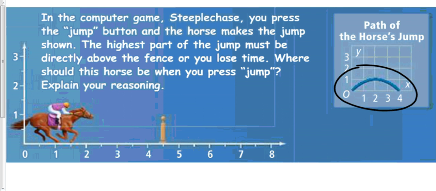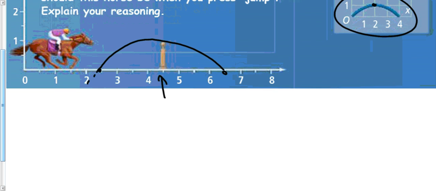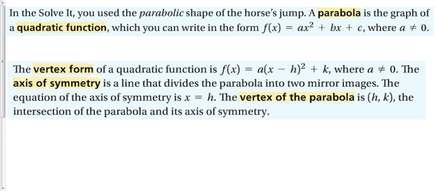All right, so if I look at this, the highest point on the graph over here is at x is equal to 2. That means that if I want the horse to get as high as possible, I have to press jump 2 spaces before the gate right here. And the gate is at 4.5. So that means I should press the jump as soon as the horse gets to 2.5. And then this horse will jump up and then come back down and land 2 past the gate. Okay? And we can tell that if we were to continue this graph, kind of like this, it would form the shape of a parabola.